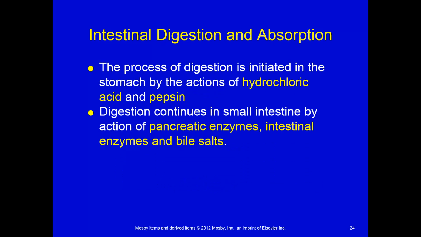All right. And then how about intestinal digestion and absorption, one of the other big functions of the intestinal tract. The process of digestion is initiated in the stomach by the actions of some of those things we talked about already, so the hydrochloric acid and the pepsin. Digestion continues in the small intestines by actions of other things, so pancreatic enzymes, intestinal enzymes, and bile salts.